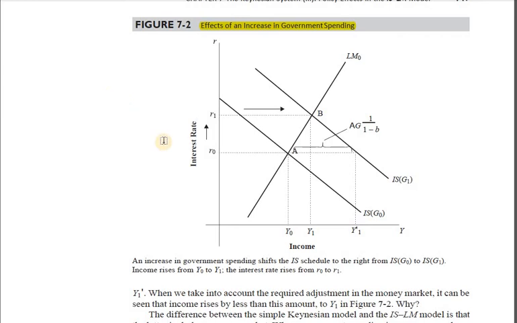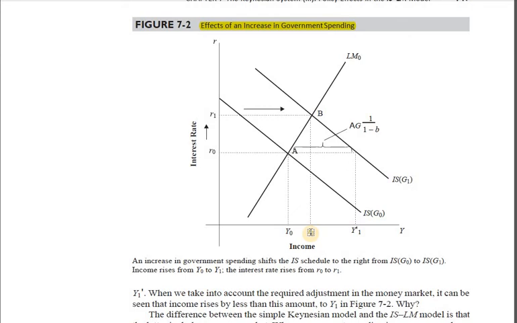And when this happens, how to re-equilibrate the money market now? Number one, because of the increase in the initial income, transaction balance has gone up, but because the interest rate has gone up from R0 to R1, the speculative component of money demand would fall. Number two, because of the decrease in the income level of the economy, transaction balance also would decline, and that's how we'll be seeing re-equilibrium in the money market.